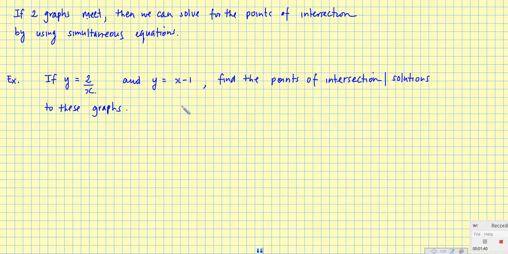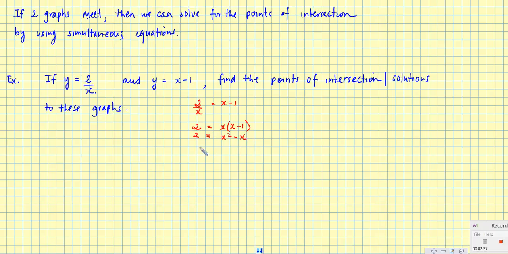Now simultaneous equations means that we could use either substitution or elimination, and because both of these equations have y already isolated, what I would do is make the two equations equal to each other, and in this way we're getting rid of the y so that we can solve for x. So I would start off by saying that 2 over x is equal to x minus 1. And then I would cross multiply, so I would have 2 is equal to x times x minus 1, which tells me that 2 is equal to x squared minus x.